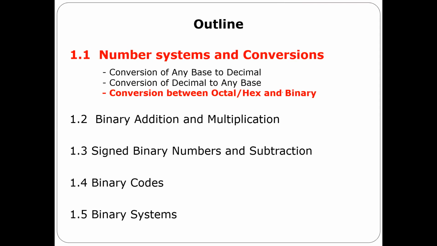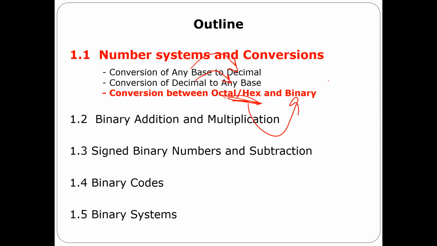So now I'm going to teach how to convert any base to decimal to any base. Now, what if I want to convert between octal, hexadecimal and binary directly, without going through decimal? How can we do that?